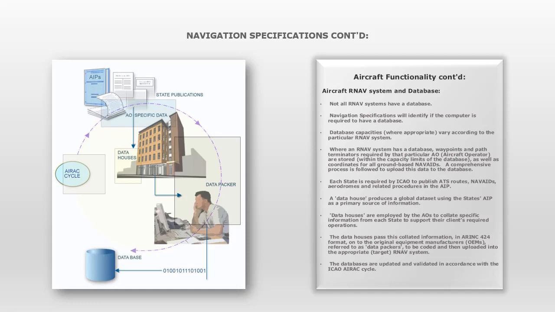Where an RNAV system has a database, waypoints and path terminators required by that particular aircraft operator are stored within the capacity limits of the database, as well as coordinates for all ground-based nav aids. A comprehensive process is followed to upload this data to the database.